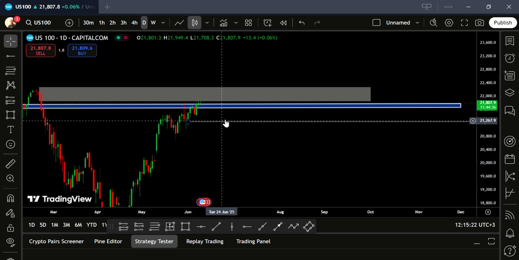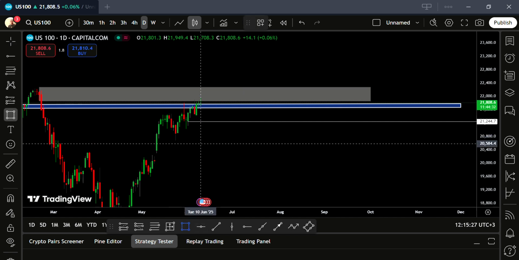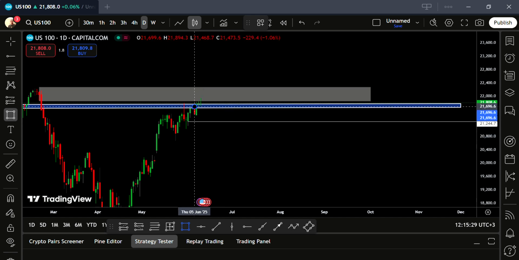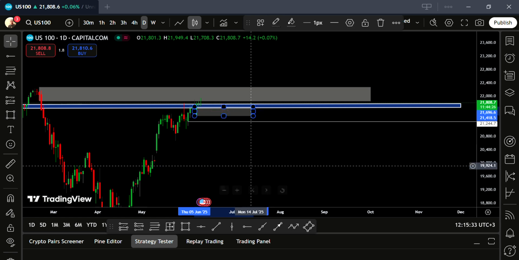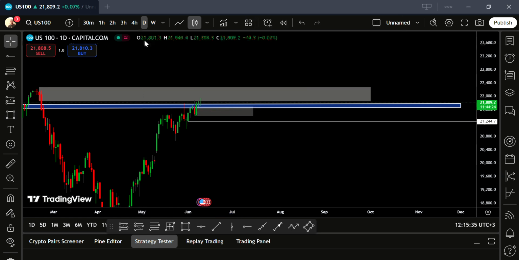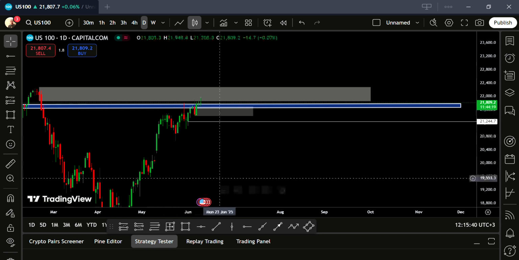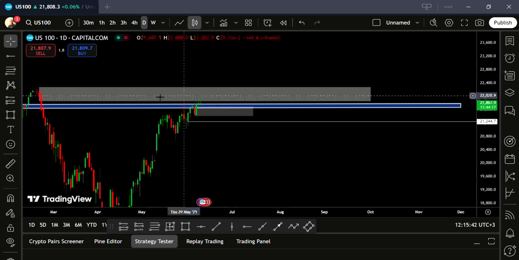So do we see any area, any supply zone, any demand zone on here? See this big candle, that one. So after, we are going to check if we see any supply zone up. No, apart from the big one. So now we drop to the 4 hour.